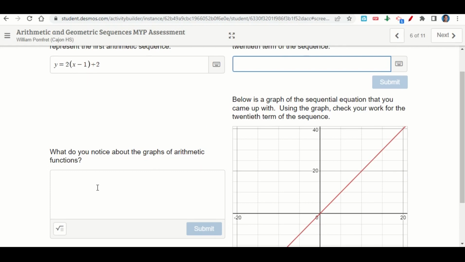It says, what do you notice about the graph of the arithmetic function? Well, we should notice that it's the same as a linear function. It forms a straight line. So we'll go ahead and click next.